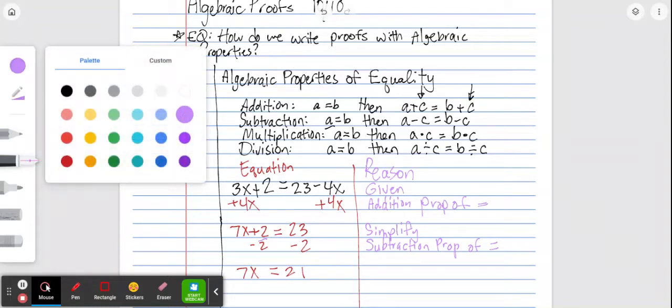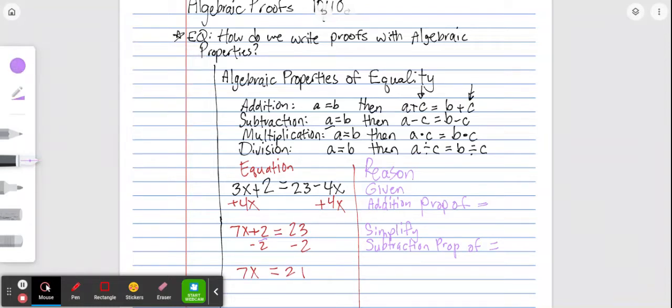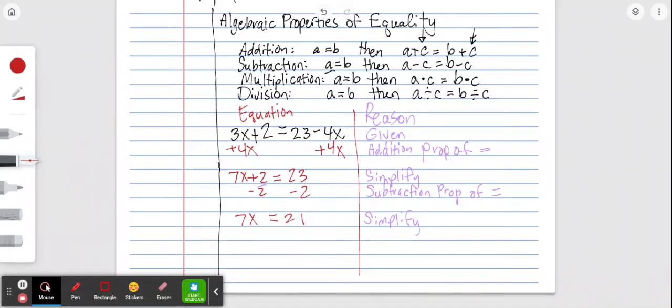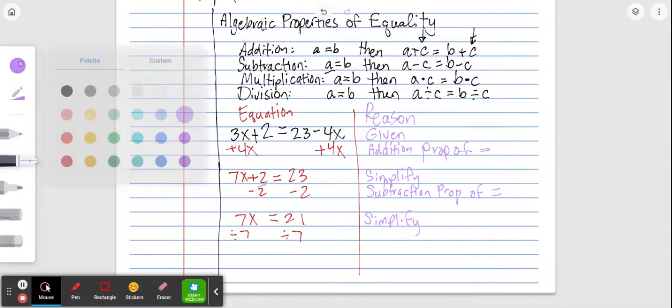So my equation is 7x equals 21, and the reason is simplify. And what's my last step? What am I going to do last? Well, I'm going to divide by 7, yeah. And this is the division property of equality.